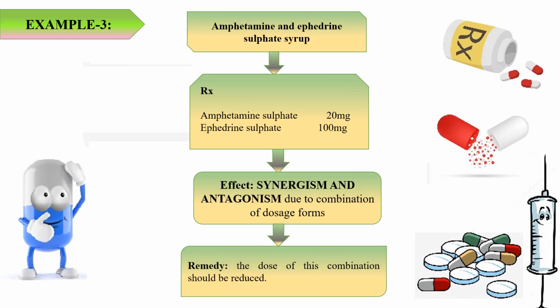The last example of therapeutic incompatibility is amphetamine and ephedrine sulfate syrup. The prescription is as follows: amphetamine sulfate, of quantity 20 mg, and ephedrine sulfate, of quantity 100 mg. This is a sympathomimetic syrup. The effect is synergism and antagonism due to the combination of dosage form. The remedy is that the dose of this combination should be reduced.